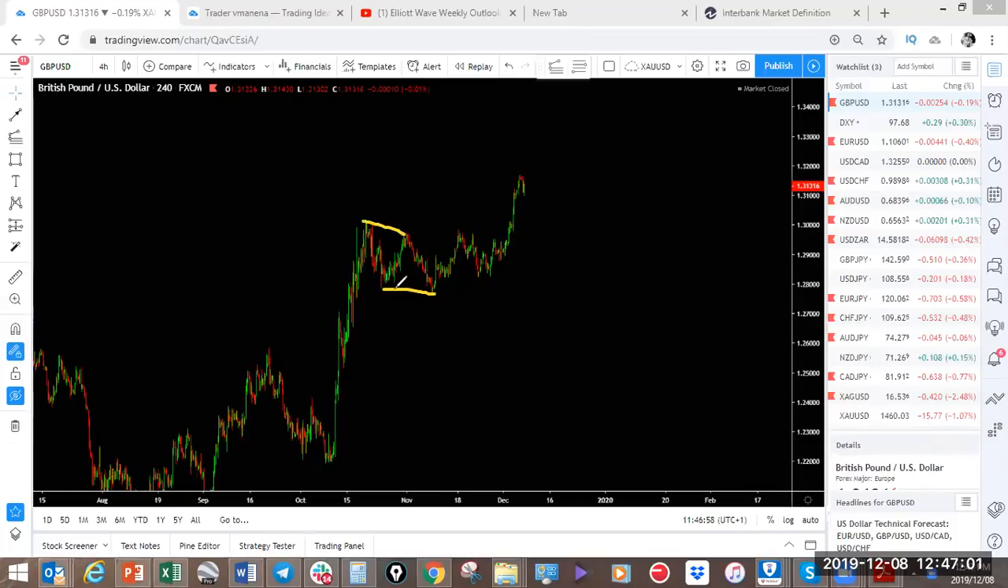You can see that it's an irregular flat, or it's a regular flat actually. Now we've got a 1, 2, 3 moving up here. Are we going to get another correction and a push higher? That's what I'm expecting. Continuation to the upside.